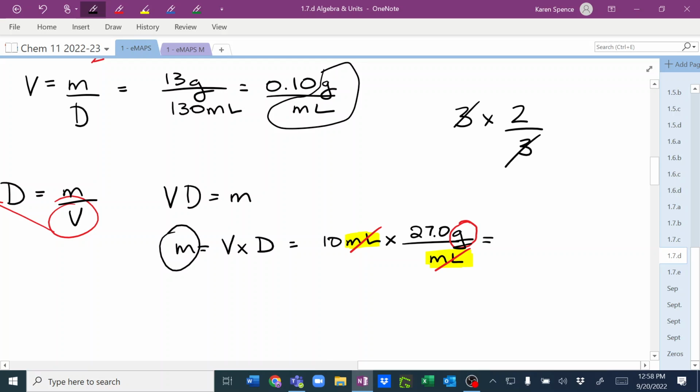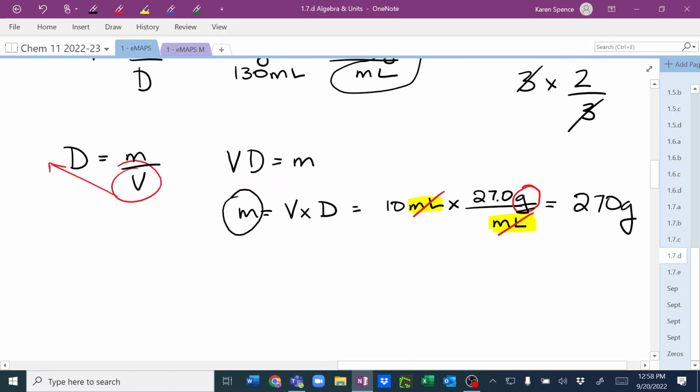So anytime you do a problem, your units should all work themselves out, so you end up with the unit of the thing you were solving for. Okay, so that would be 270 grams. Okay, so there we go. That's how we would do one. Would you like to see another example? Yes, we'll do one more.